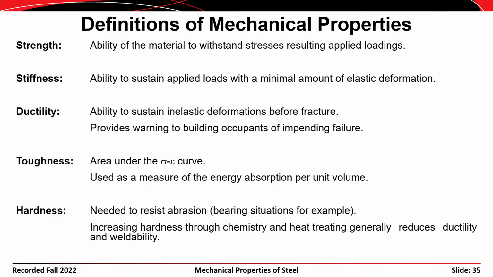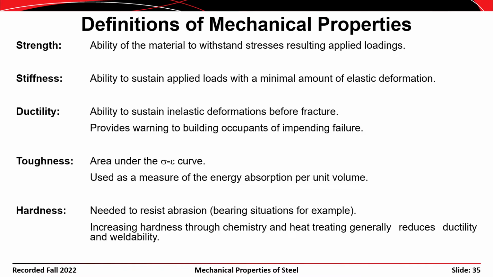Toughness is defined as the area under the stress-strain curve for the material, and it's used as a measure of the energy absorption per unit volume for the material. So when we design structural steel, we design for yielding, we design for fracture, and we design for buckling, loosely speaking. There's other considerations, and toughness is an example, a parameter that gives us an indication of the fracture resistance of a material.